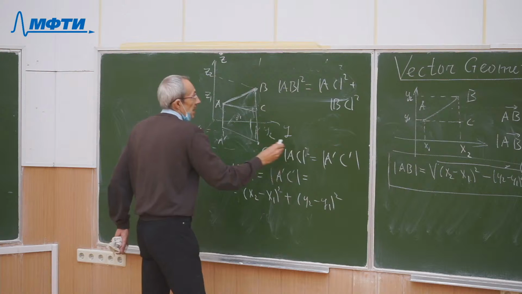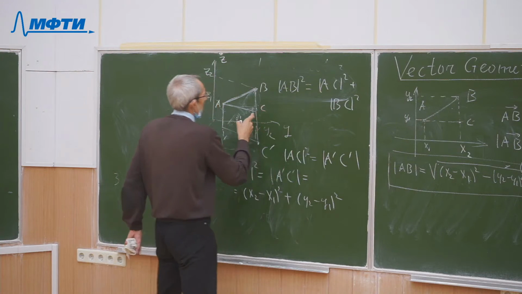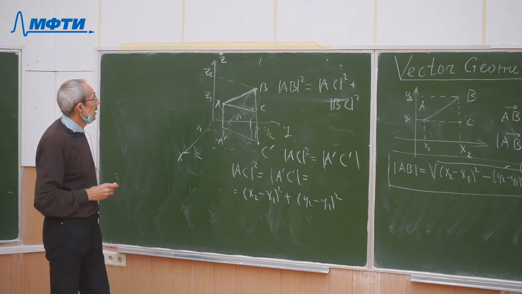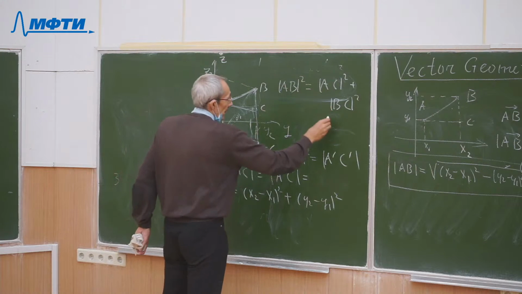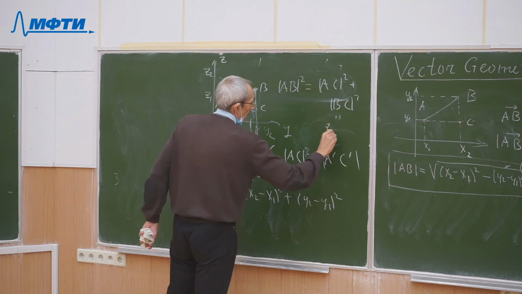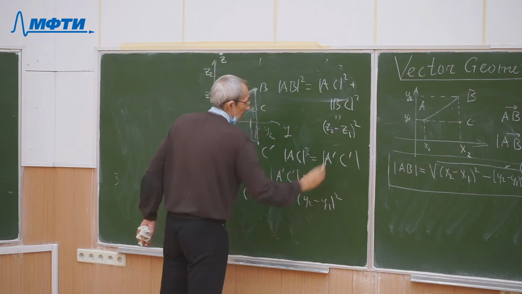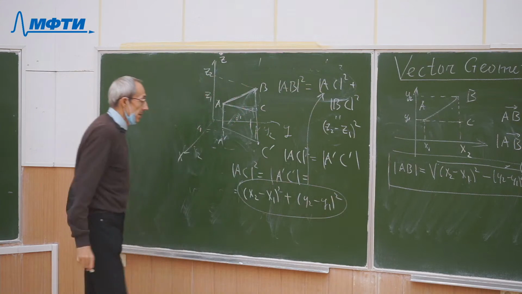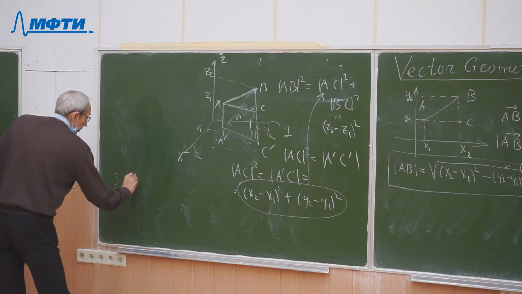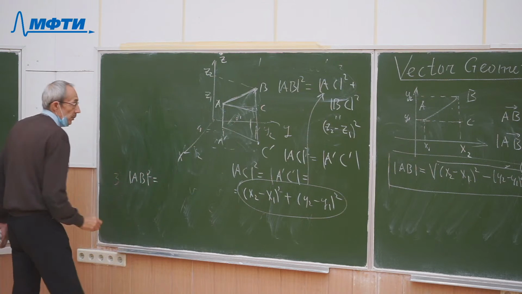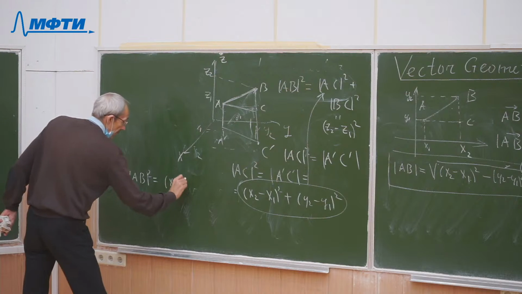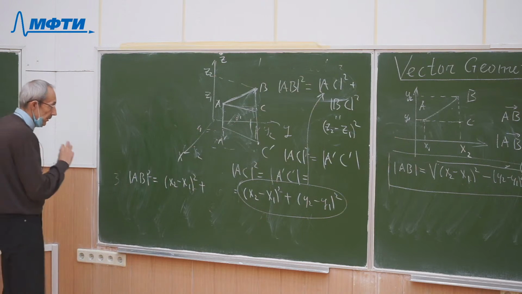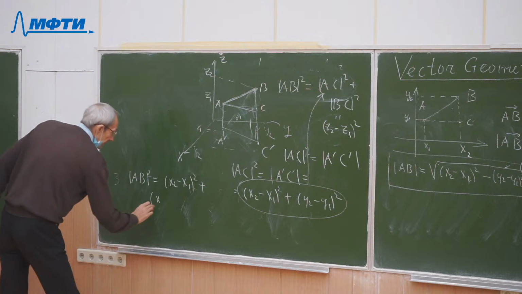And BC, the vector BC has the coordinates z2 minus z1. And substituting this expression in this formula, we obtain that AB square is equal to the sum of squares of differences between corresponding coordinates.